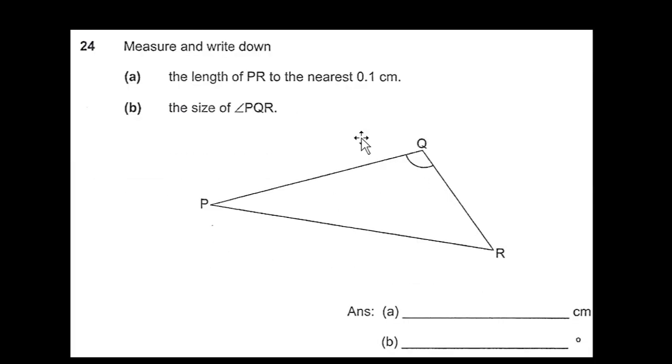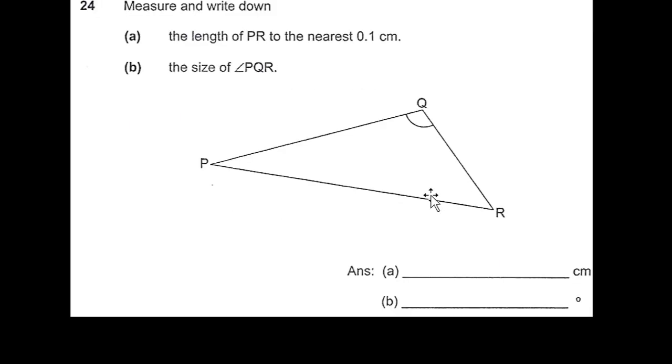Question 24 asks you to measure and write down the length of PR to the nearest 0.1 centimeter and the size of angle PQR. Basically you need a ruler and a protractor to measure the diagram on the exam paper itself. Since my diagram is not to size and I cannot do the measurement to show you on the screen, I will skip this question, but I believe it's quite straightforward.